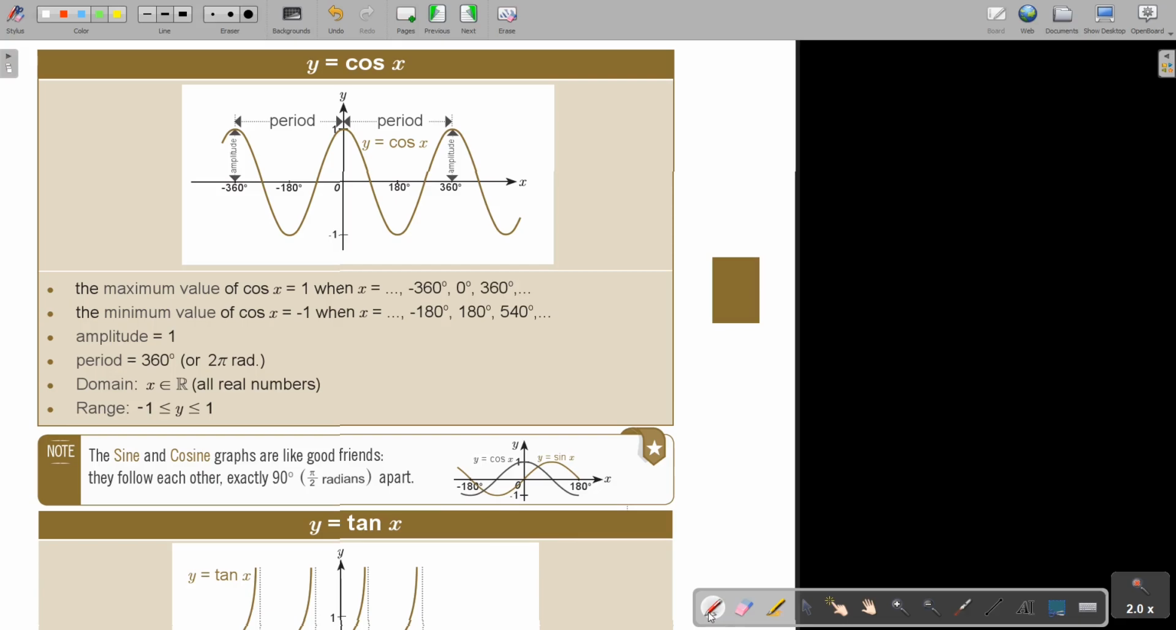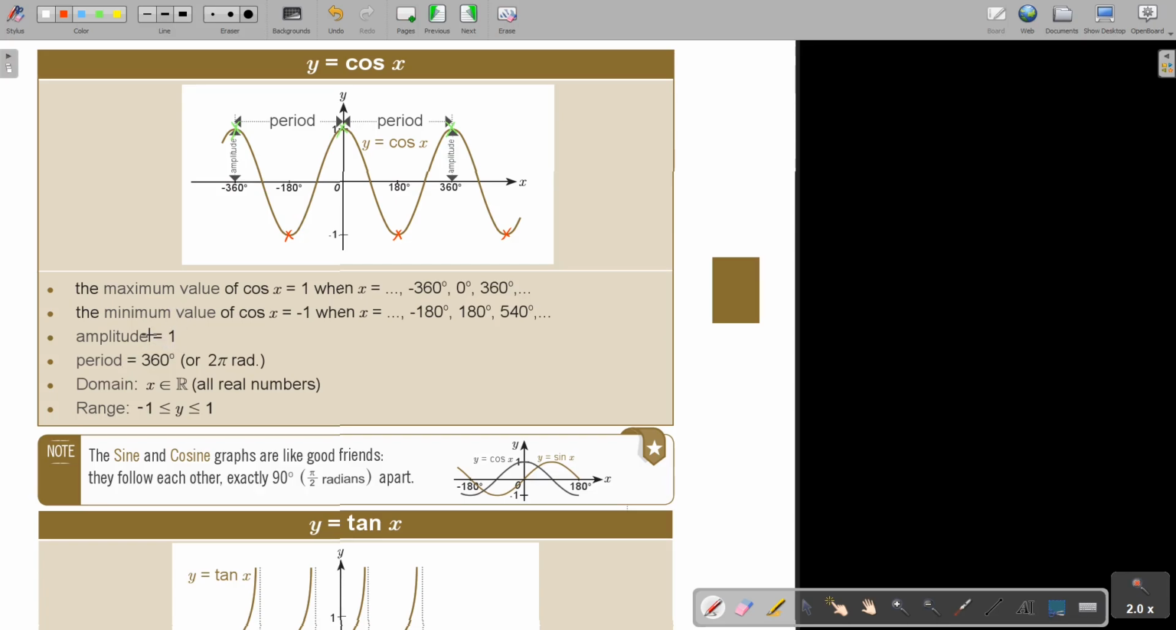Okay. So where is my maximum? You can say negative 360, 0, 360. Where are the minimum values? It's there, it's there, it's there. So it's negative 180, it's 180, 540, and it can continue. That's what I showed you. What is the amplitude? It's the same. 1 minus negative 1, it's 1 plus 1 divided by 2, 2 divided by 2, and that's 1.